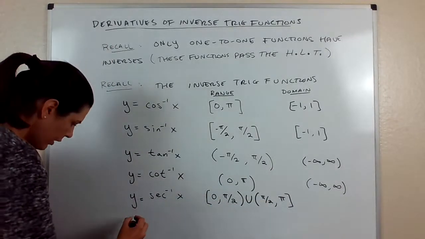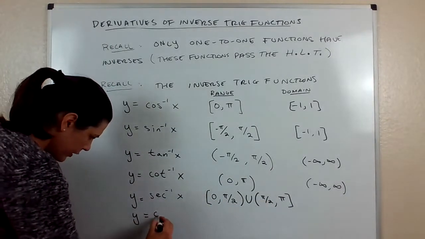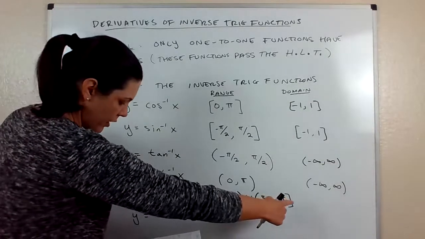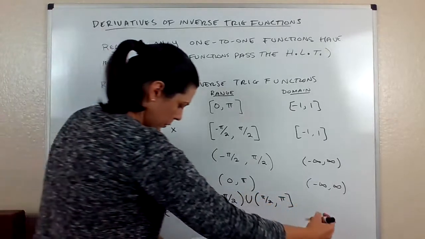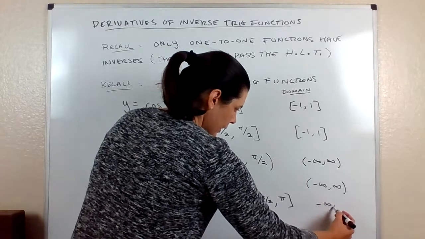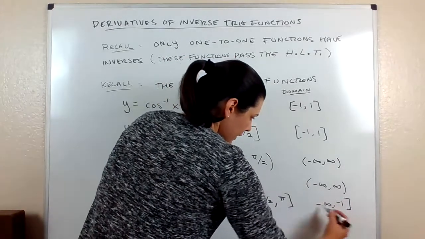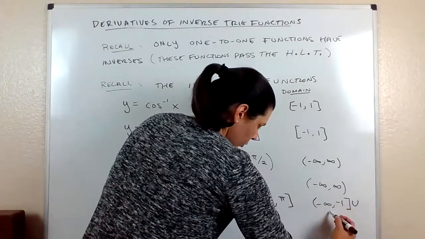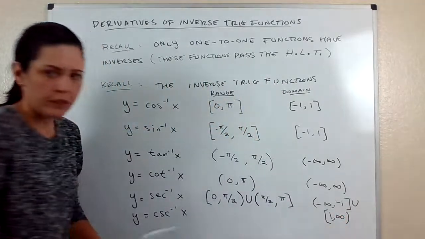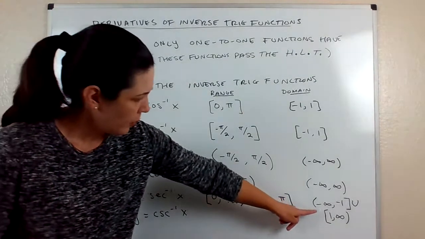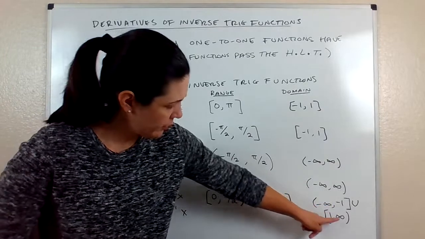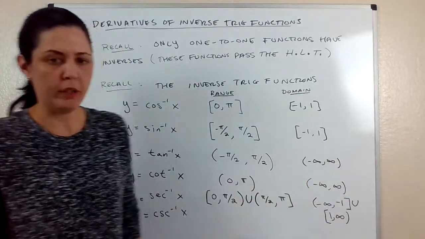And then the last one here is cosecant inverse. The domain here, let me put the domain, it's going to be from negative infinity until negative 1, union 1 to infinity. So this part here, we just jump over any numbers between negative 1 and 1. So anything from negative infinity to infinity, but nothing between negative 1 and 1.